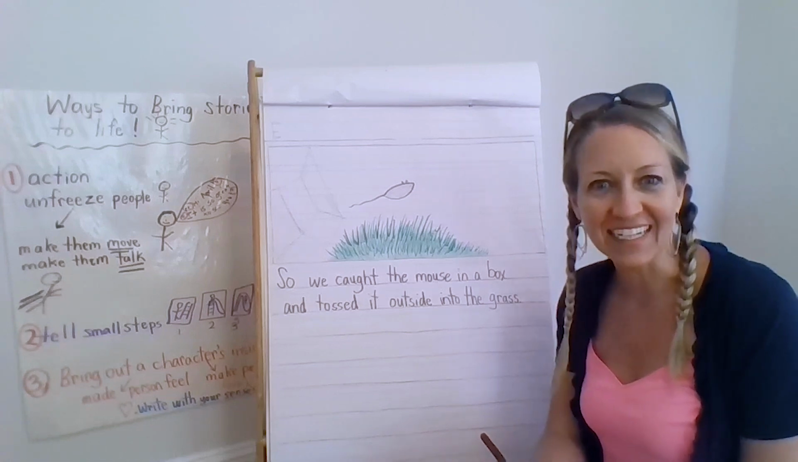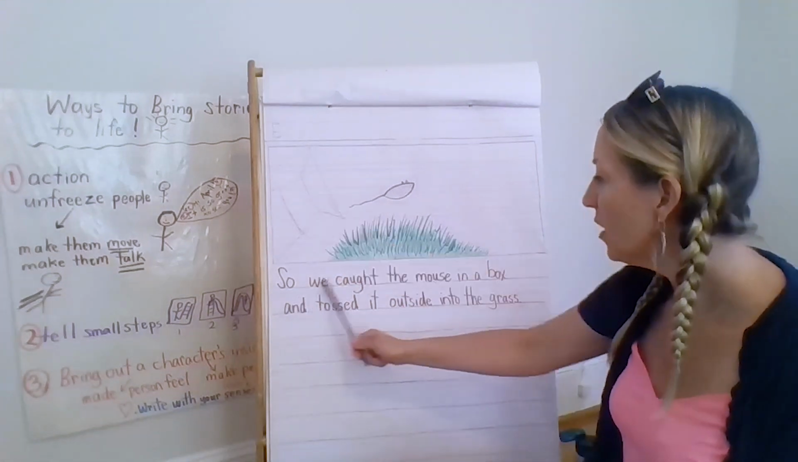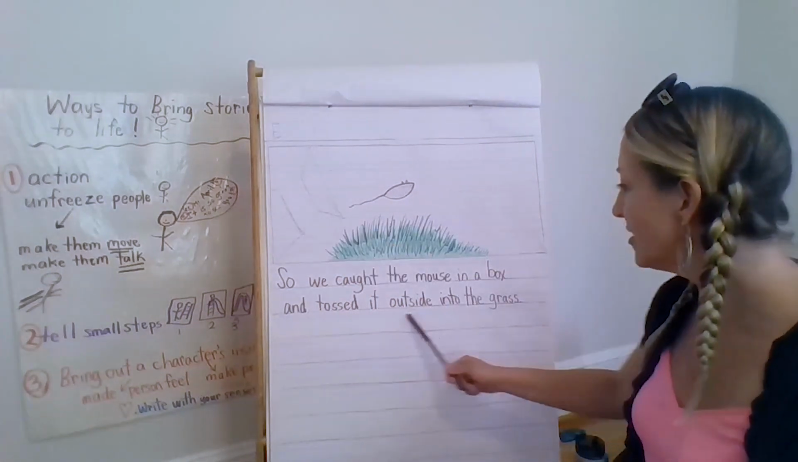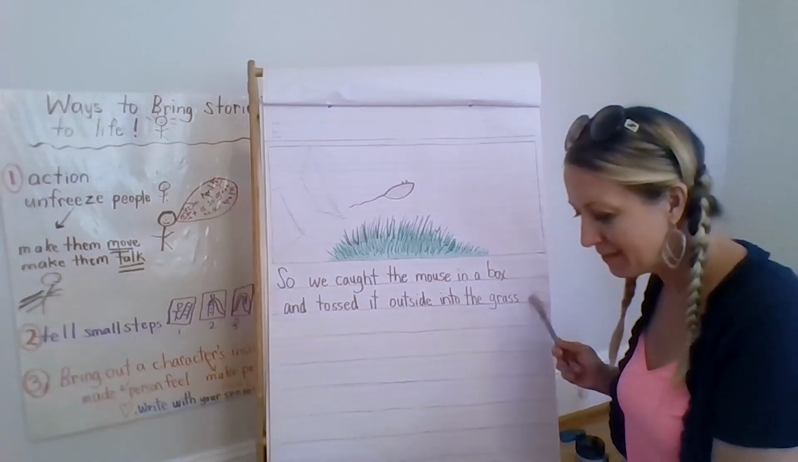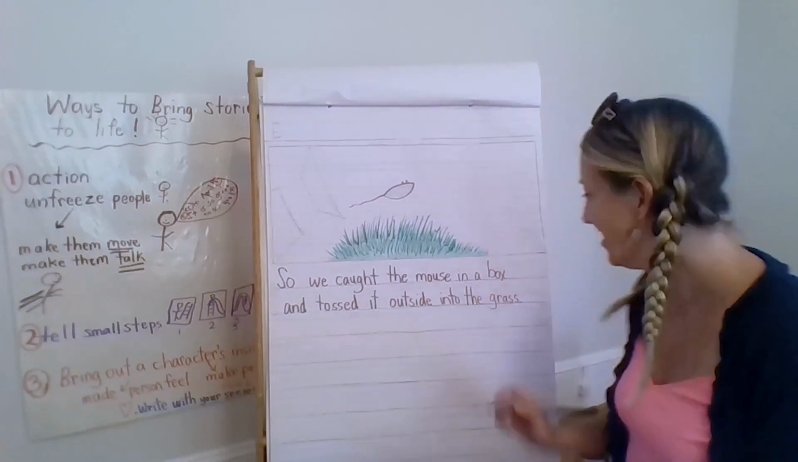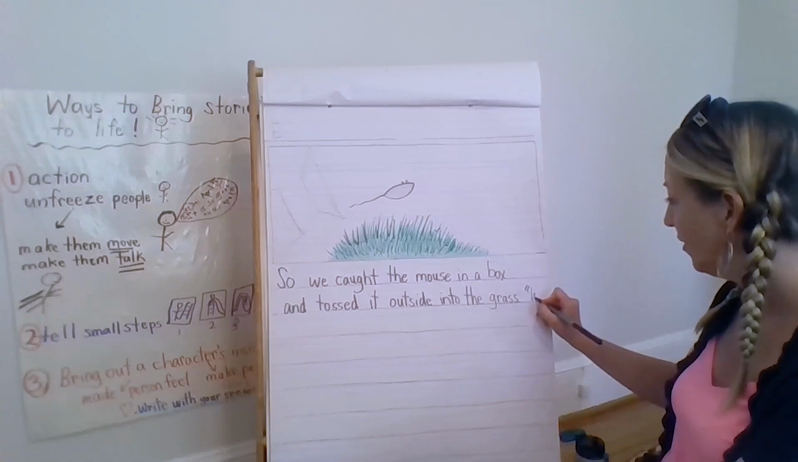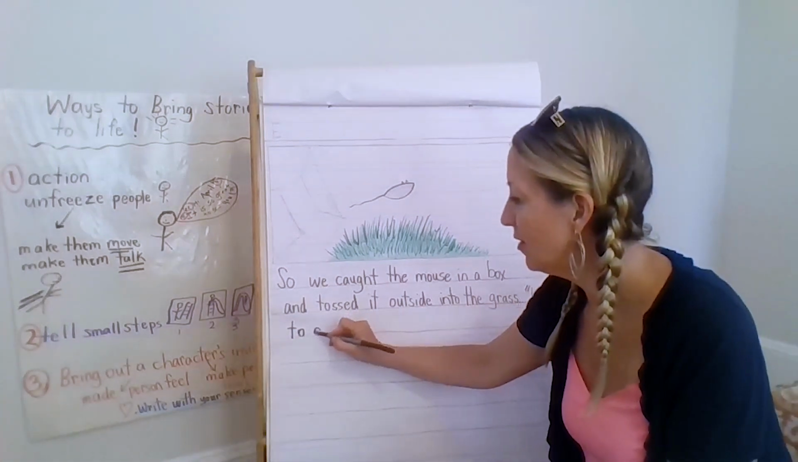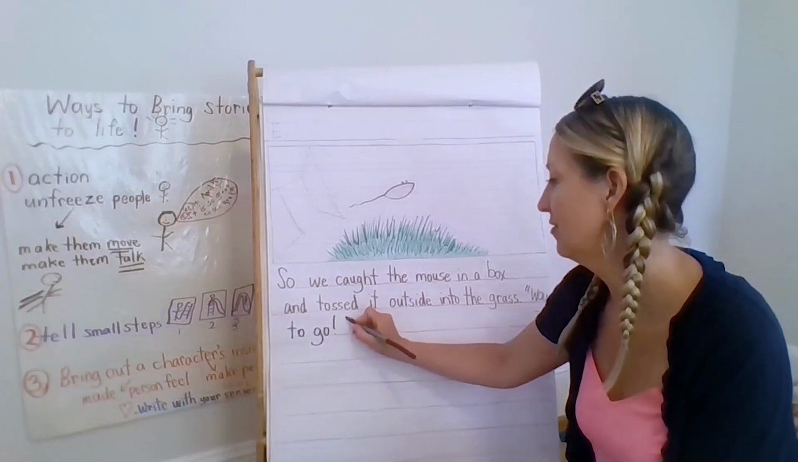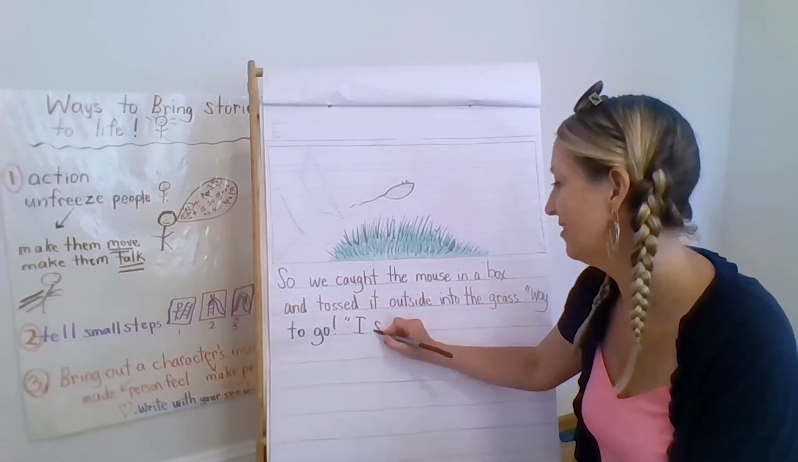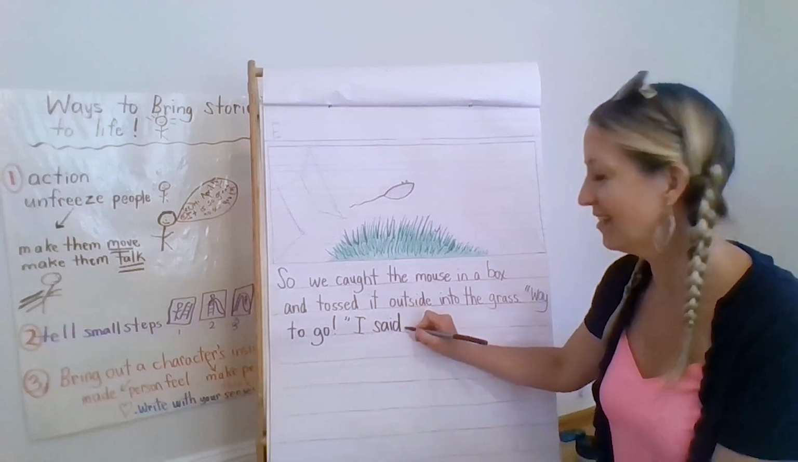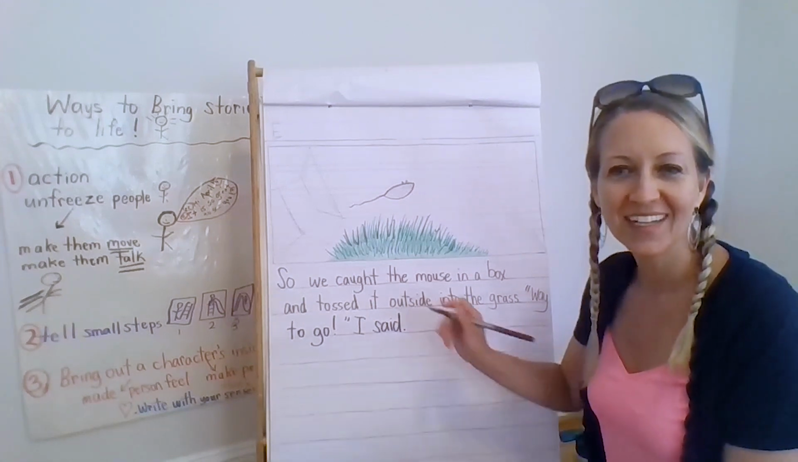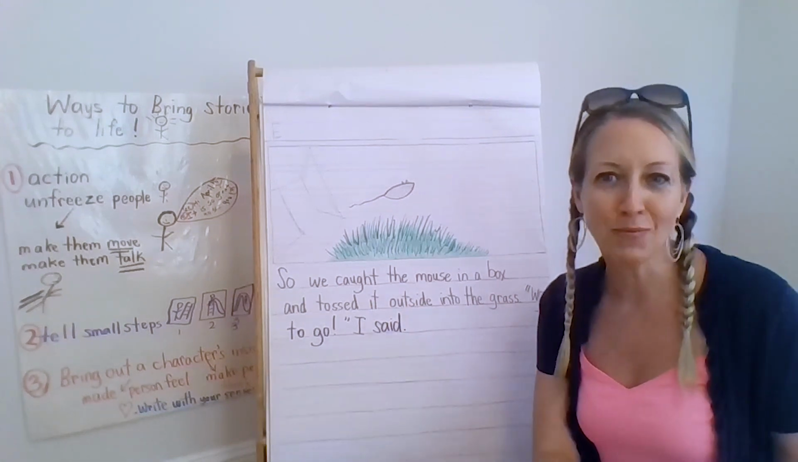Let's reread the ending. E is for end. So we caught the mouse in a box and tossed it outside into the grass. "Way to go," I said. Let's put those quotation marks in there. "Way to go," I said. How do I stop my voice? You're right, period.